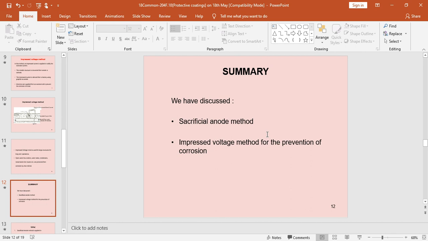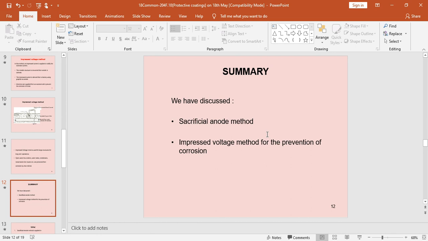Right? We are converting that anode current. We are supplying a current which is reverse to the corrosion current. That's why it is called the impressed voltage method. It is also very important for long-term operations like transmission towers and open box coolers.